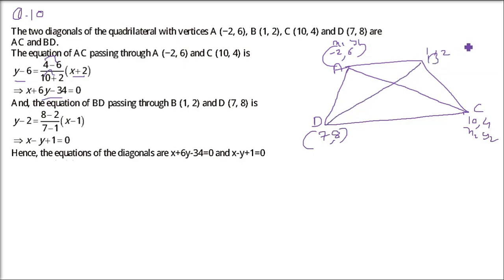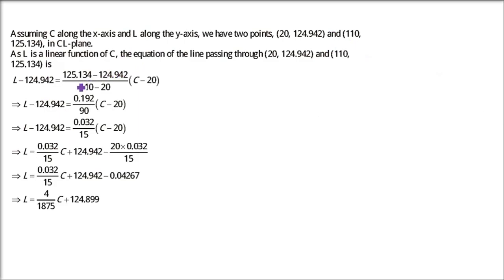Coming to DB, you take this as x1, y1, and it doesn't matter if you take it otherwise also. And this will be x2, y2. Again, use the formula: y minus 2 equals 8 minus 2 by 7 minus 1 into x minus 1, so x minus y plus 1 equals 0 will come. These are the two equations.